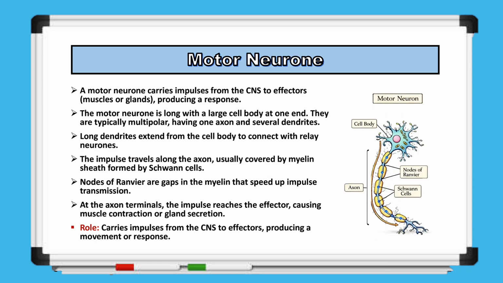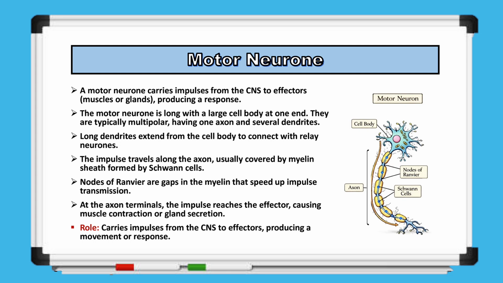Next, we will discuss the motor neuron, another important type of neuron. Motor neurons transmit impulses from the central nervous system, CNS, to effectors, such as muscles or glands, resulting in a response. These neurons are long and have a large cell body at one end. They are typically multipolar, meaning they have a single axon and multiple dendrites. Several dendrites extend from the cell body to connect with relay neurons, allowing the motor neuron to receive impulses efficiently. The impulse then travels along the axon, which is usually covered by a myelin sheath formed by Schwann cells. This insulation prevents signal loss and speeds up transmission.